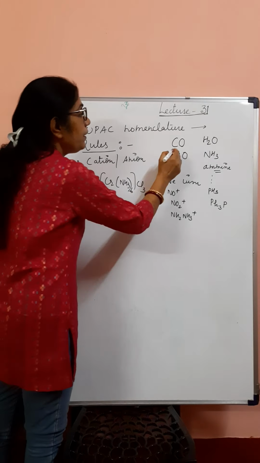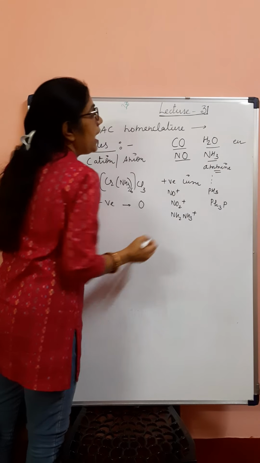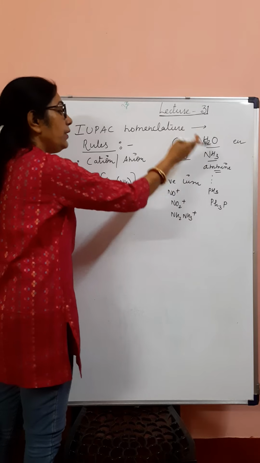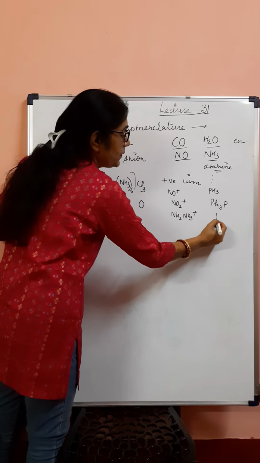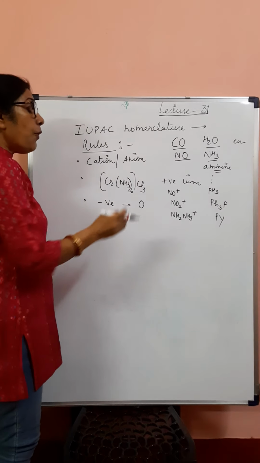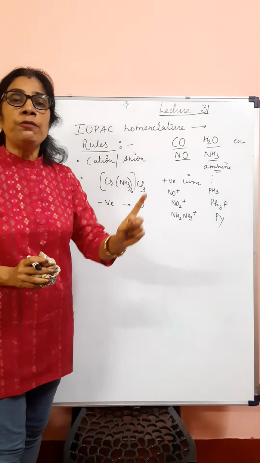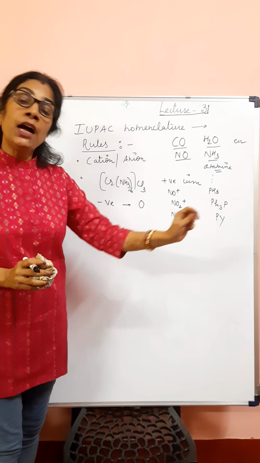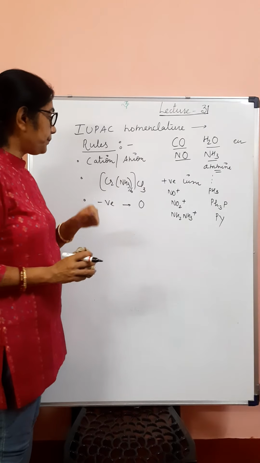And one more thing, all these neutral ligands, ethane-1,2-diamine, aqua, amine, carbonyl, nitrosyl, phosphine, triphenylphosphine, pyridine, in all these cases their oxidation number will be 0. They are neutral, so their oxidation state is 0.